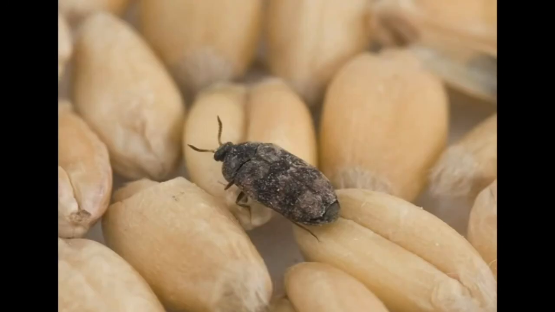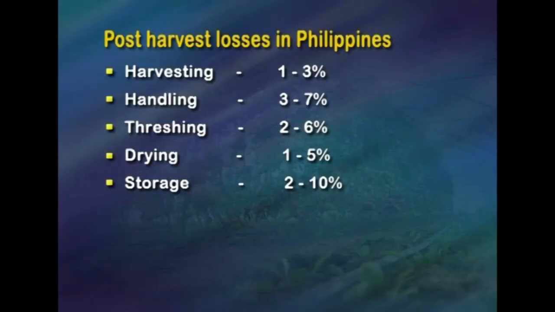Now, in India, it has been estimated that 3 to 5% of grains in storage is destroyed by insects and pests. International Rice Research Institute estimated post-harvest losses in Philippines as harvesting loss is considered to be 1 to 3%, due to handling 3 to 7%, threshing 2 to 6%, drying 1 to 5% and storage 2 to 10%.